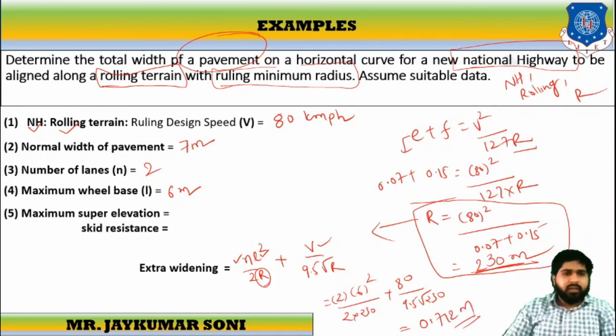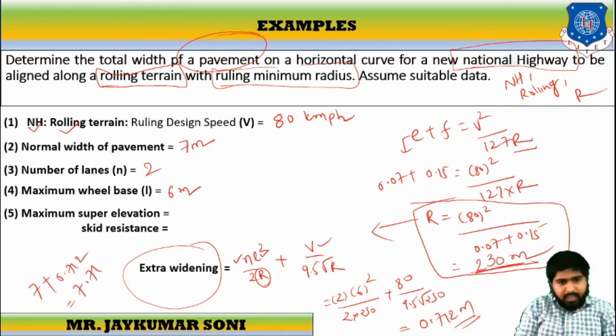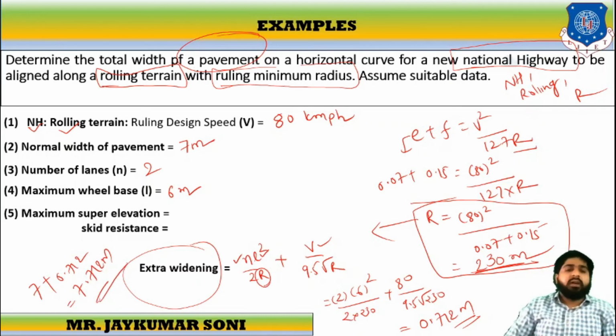Fine, the example is over. No, we have just calculated the extra widening. What we have been asked in the example is to determine total width. See, we are having the pavement width as 7 meter. We have calculated the extra width 0.712 meter. So total width is 7.712 meters. So this is how you can calculate. We have calculated R, we have put the values of R over here, then we have calculated. So this is how it can be done. I hope you have got the concept thoroughly. Thank you.